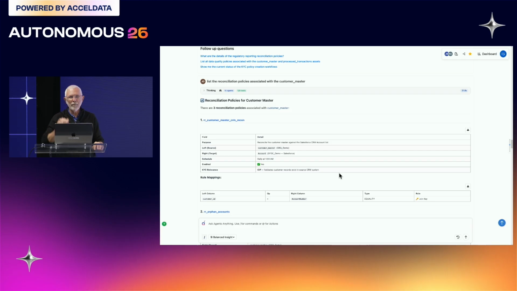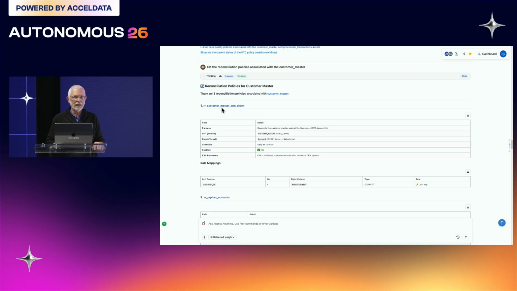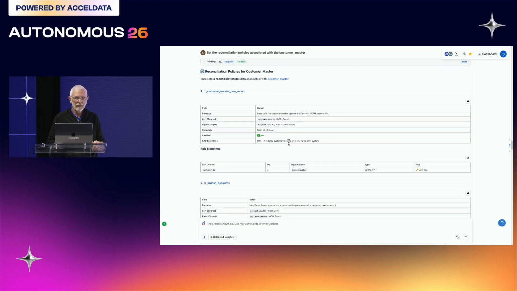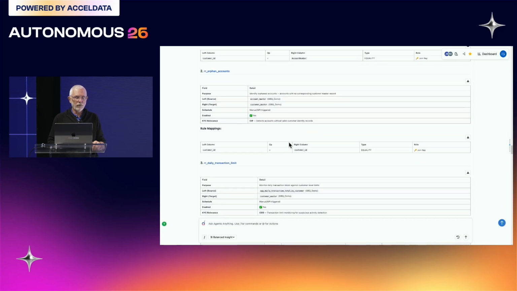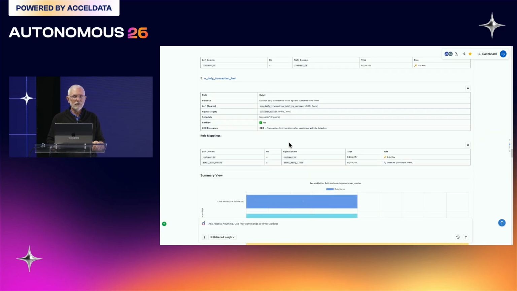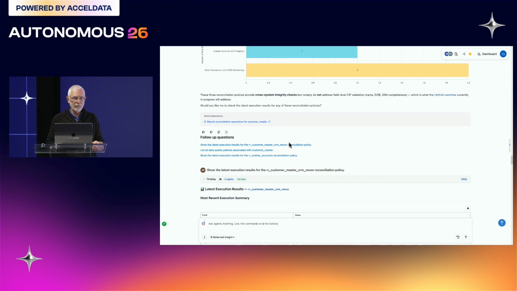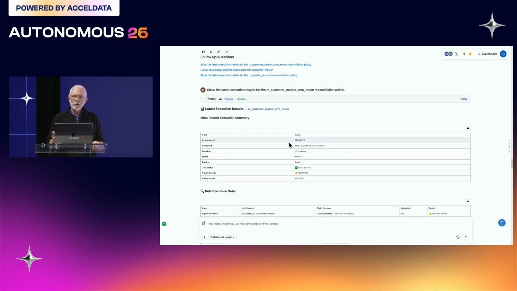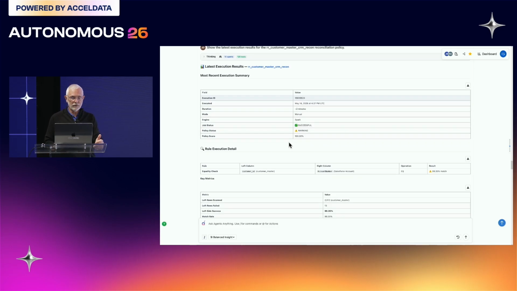Instead of going back to the top, I just asked again, what were the policies? And I see a policy that's reconciling my customer master to my CRM, my Salesforce system, right? And there's some ones looking for orphan accounts and things, daily transaction limits, give me some details. But I was interested again around the one aimed at the CRM system, so I asked for some latest results.